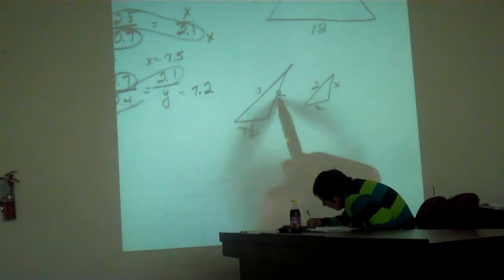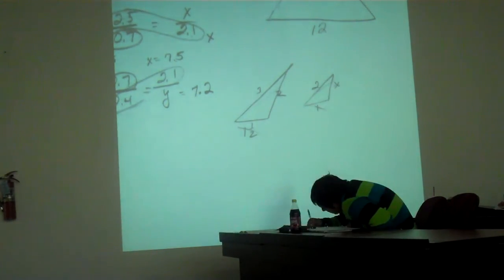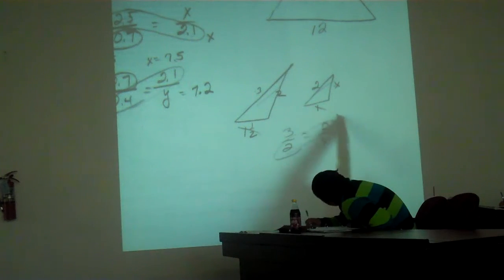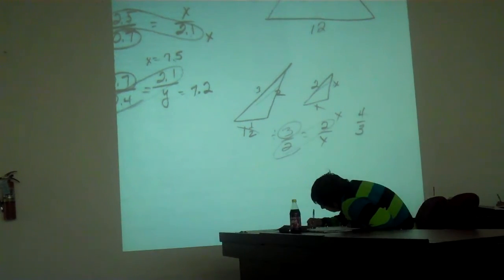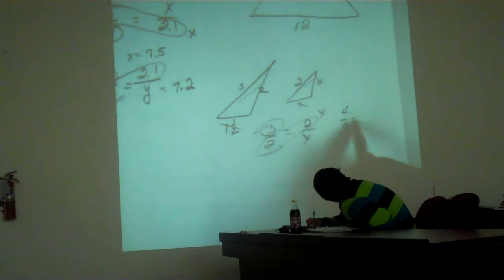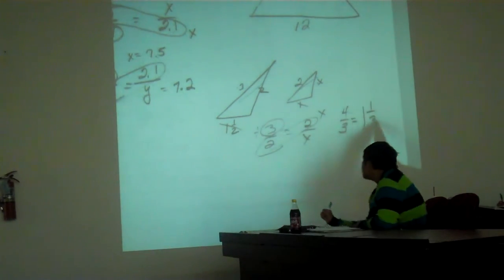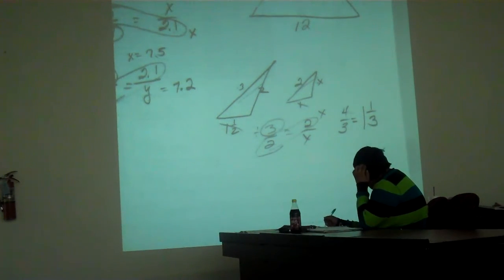You're just going to put 3 over 2 equals 2 over x, right? Make those into fractions. So 4 divided by 3. That does come out into a mixed number though. 4 over 3 is what? 1 and 1/3. 1 left over, so 1 and 1/3. So on that one it's 1 and 1/3.